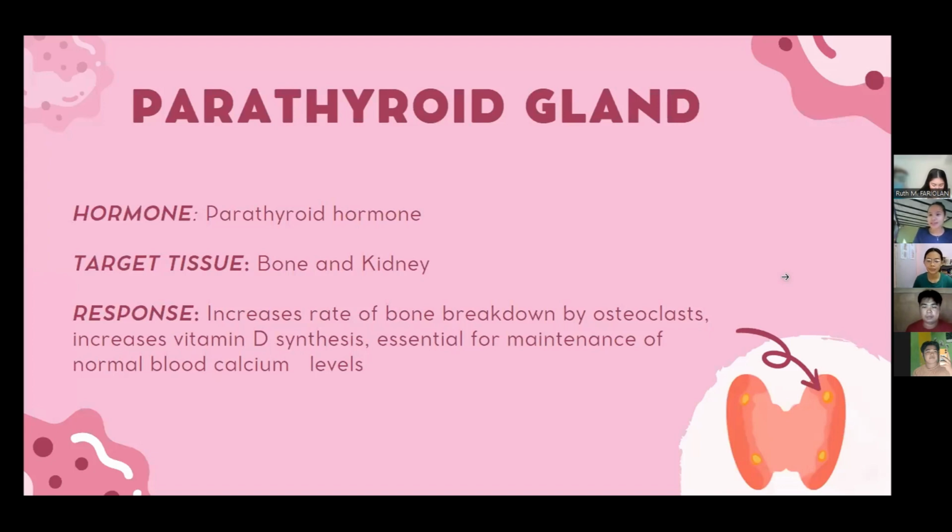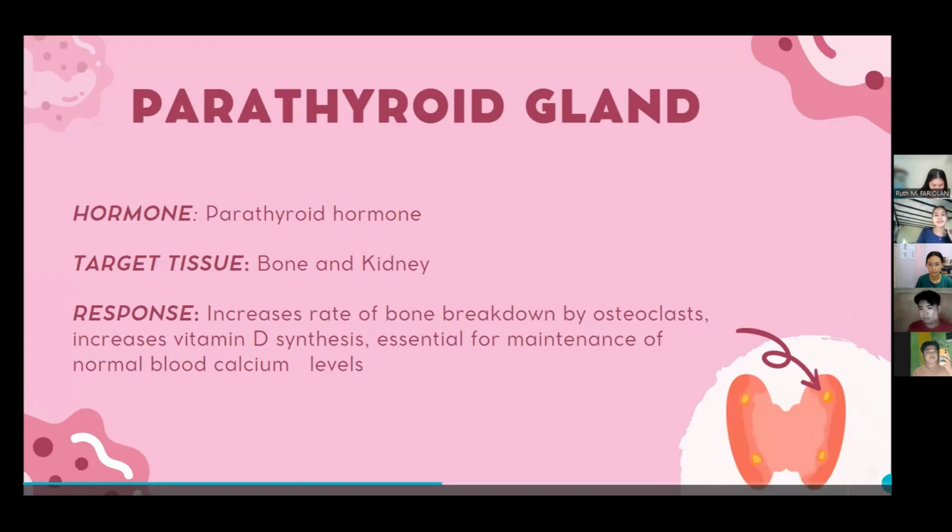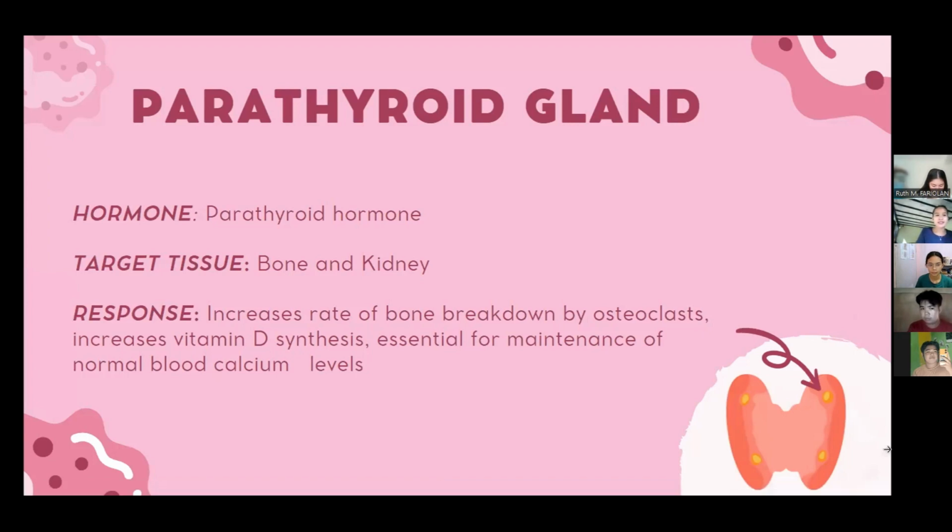So for our next endocrine gland, we have the parathyroid gland. For the hormone parathyroid hormone, or PTH, its target tissue is the bone and the kidney. Its response is that it increases the rate of bone breakdown by osteoclasts and it increases vitamin D synthesis, and it is also essential for maintenance of normal blood calcium levels.